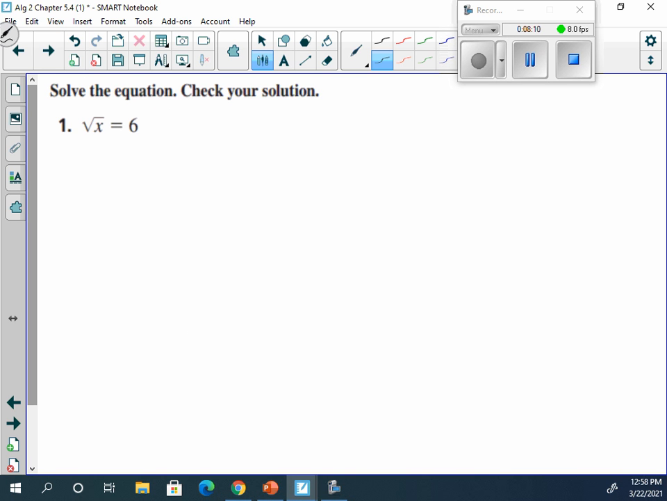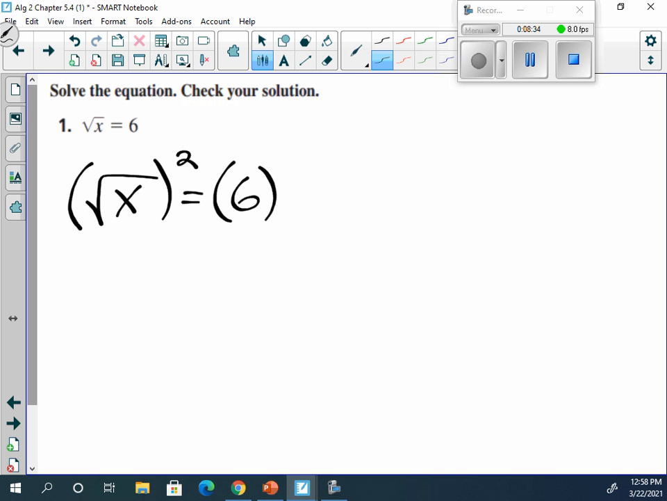Okay. Square root of x equals 6. What would the value of x be? Because here, the square root of x is already by itself, yes? There's nothing added or subtracted to it. So what we can do is we can square both sides. And well, the square root and square would cancel. And 6 squared is 36.